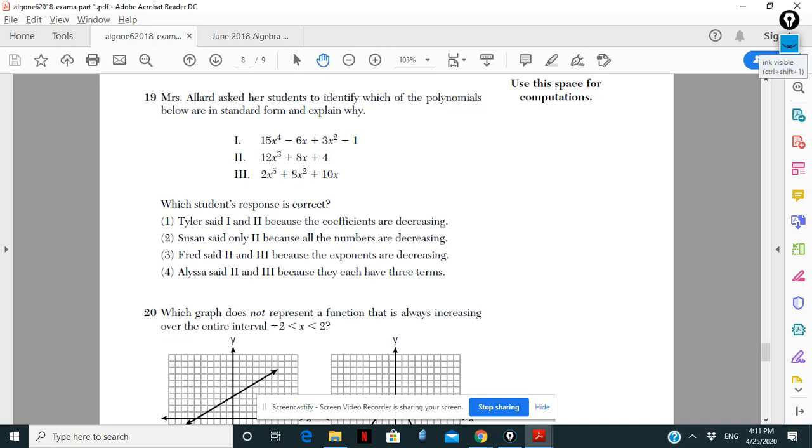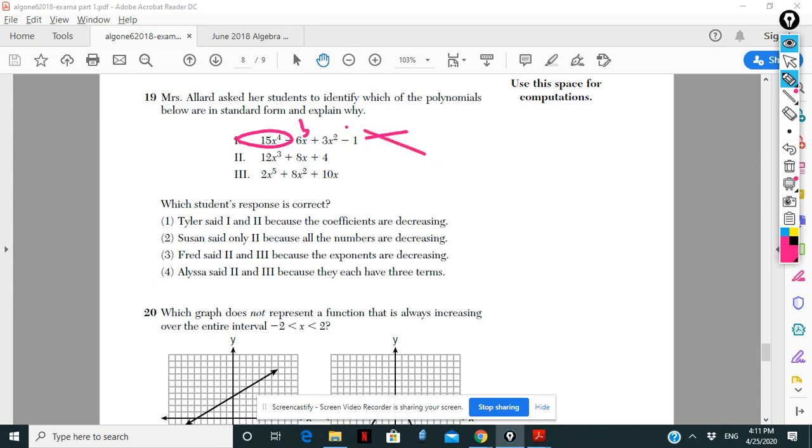Now, 19. Mrs. Allard asked her students to identify which of these polynomials below are in standard form. Standard form means I start with the highest exponent and go in a decreasing way. The highest exponent in the first one is 4, but it should be followed by 2, so it's not in order. Here, that's going in order, that's correct. This one is also in order. So 2 and 3 are correct so far.